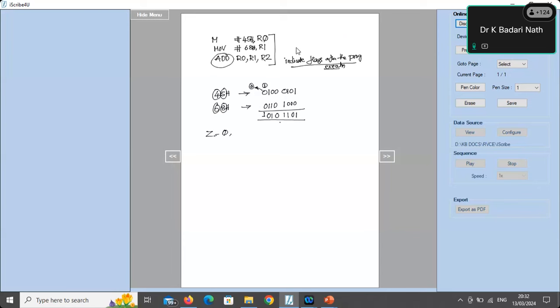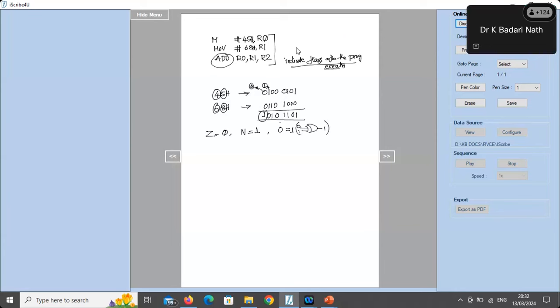Now, the N sign flag: the last bit is 1, so it should be 1. That means it's a negative number. Next, the overflow flag. So what do you mean by overflow flag? It is the carry from the last bit and the previous bit. Now we can just look here. I'm applying an XOR gate. The carry coming from the last bit is 0. The carry coming from the bit next to the last bit is 1. So both are 1, so the output is 1. That means the overflow flag is set.